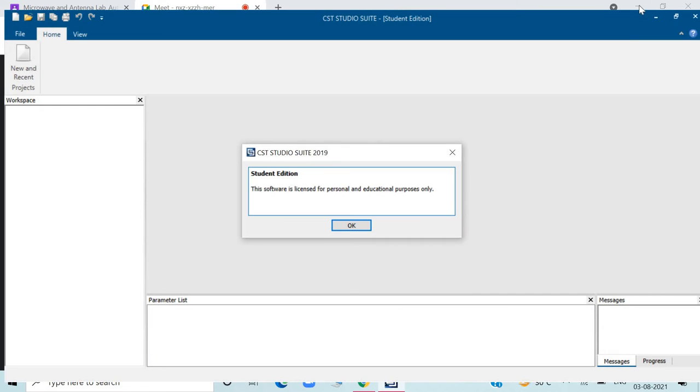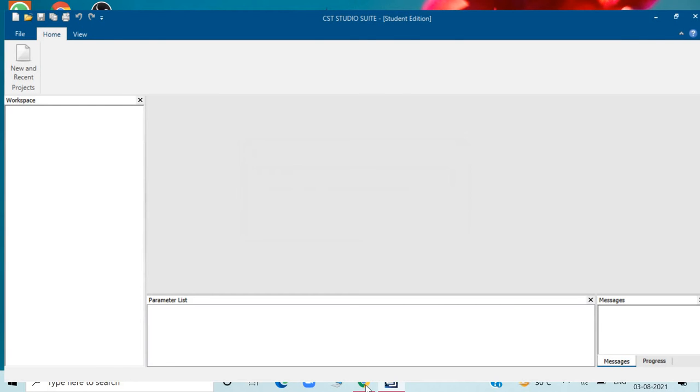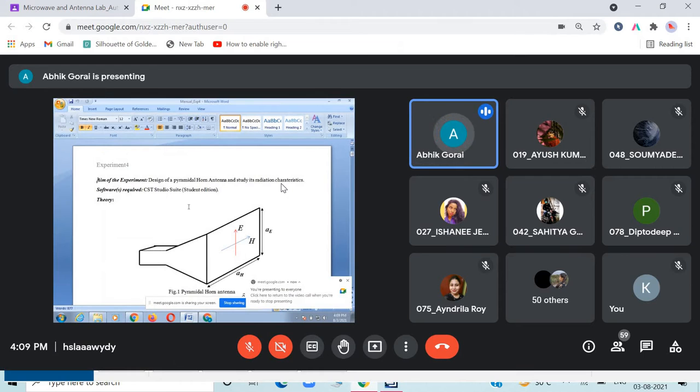So today's experiment is the pyramidal horn antenna. The basic thing about the pyramidal horn antenna was already covered in the previous semester. Just think of a simple dipole antenna, a two-wire transmission line. If you take an open-ended two-wire transmission line, not shorted, and open it out, that will behave like a dipole.